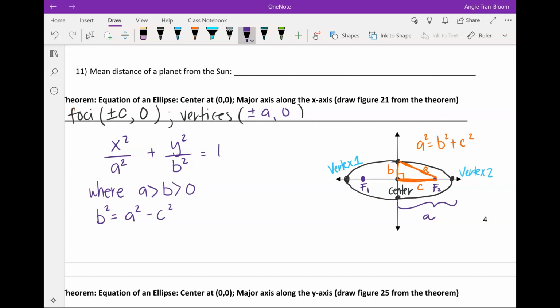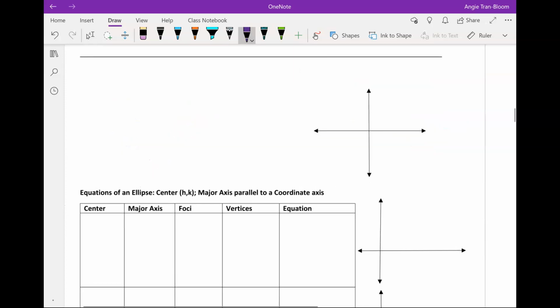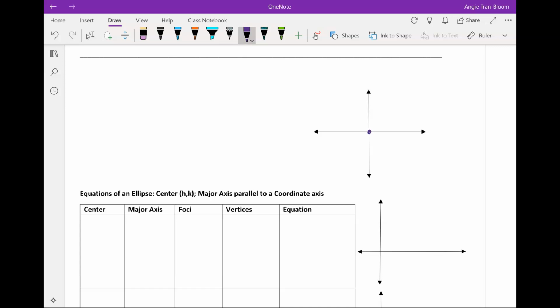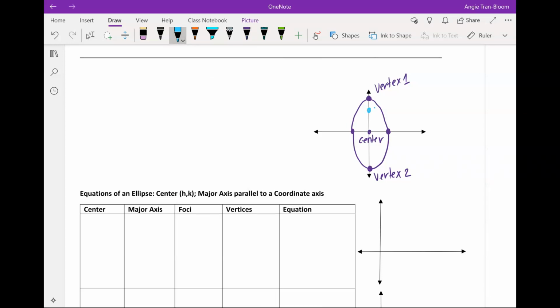Similarly to the next one, this one says your major axis is along the y. So it's vertical is normally what I call it. The center is still at 0, 0, it says. Along the y-axis, I'm just going to make that much longer. Okay. Again, we have these as vertex 1 and vertex 2. Those are called vertices. Vertices are always on your major axis. Your focus 1 would be somewhere up here, not drawn to scale, so F1, F2.